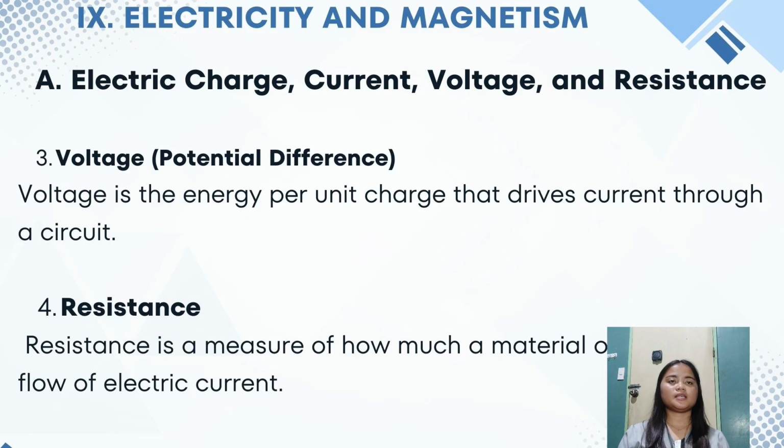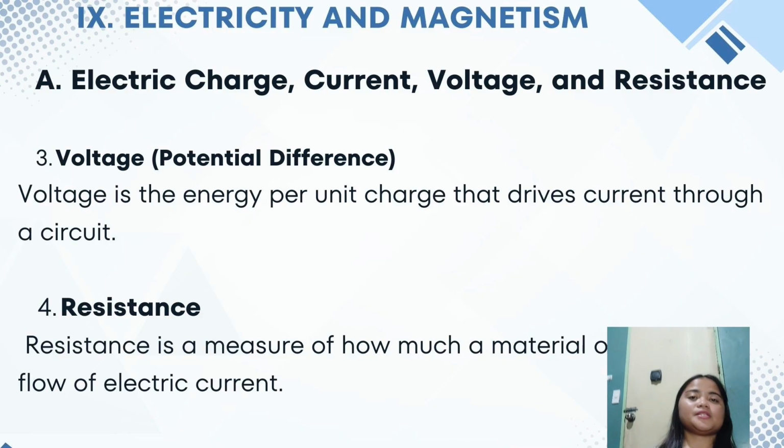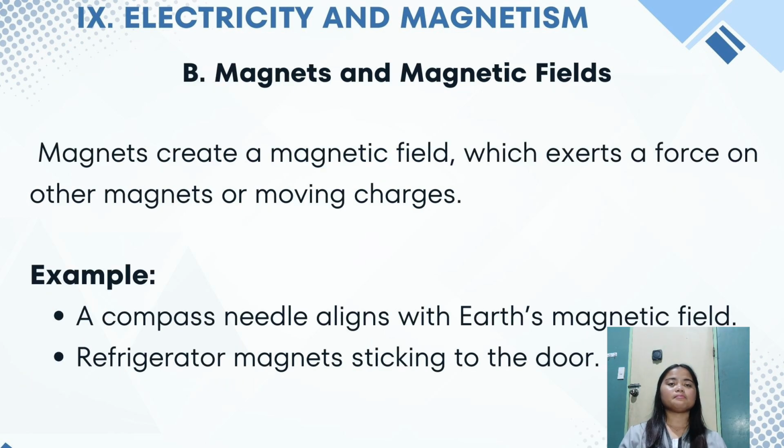Next is electricity and magnetism. Voltage is the energy per unit charge that drives current through a circuit. Resistance is the measure of how a material opposes the flow of electric current. Next is magnets and magnetic fields. Magnets create a magnetic field which exerts a force on other magnets or moving charges.